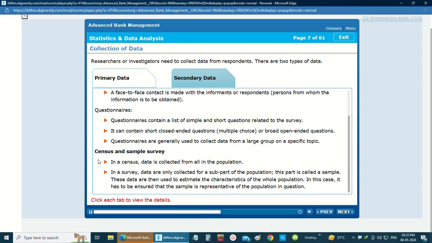Census and sample survey. In a census, data is collected from all in the population. In a survey, data are only collected for a sub-part of the population. This part is called a sample. These data are then used to estimate the characteristics of the whole population. In this case, it has to be ensured that the sample is representative of the population in question.